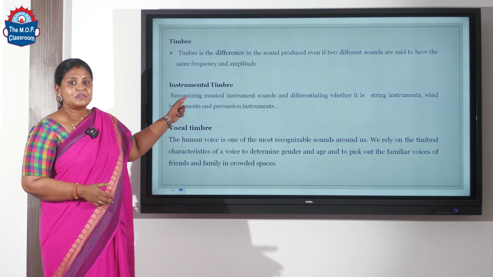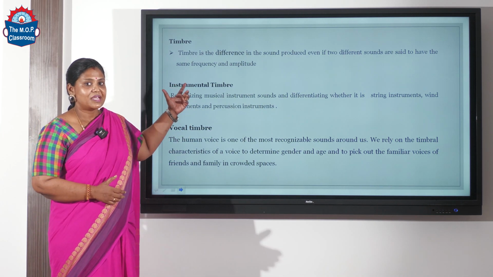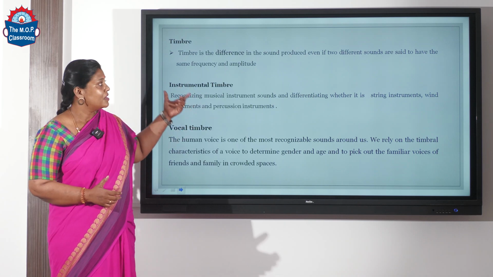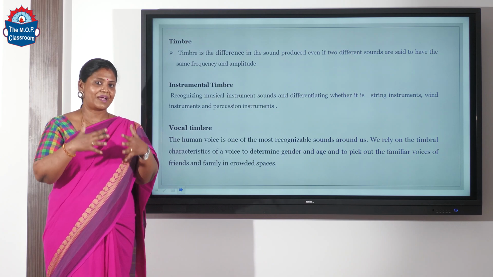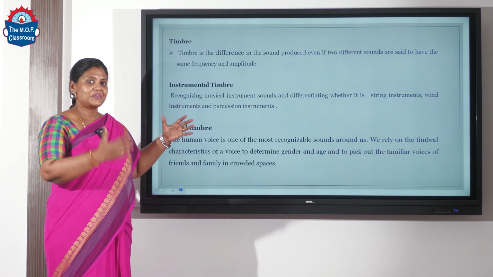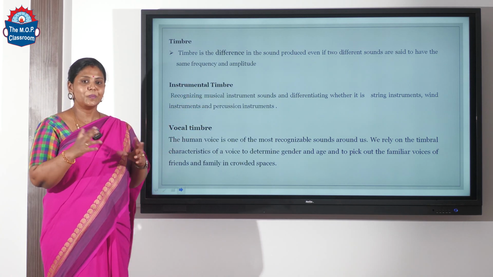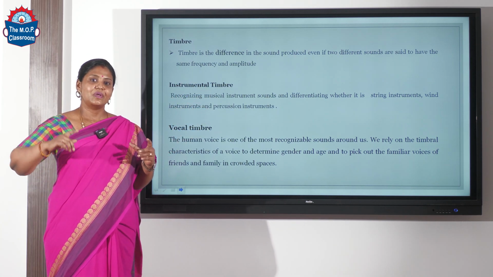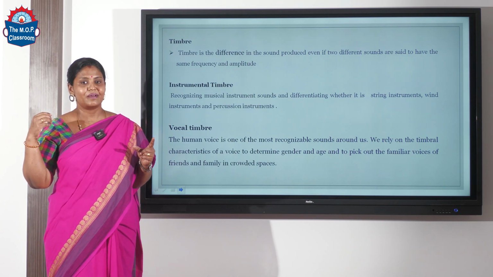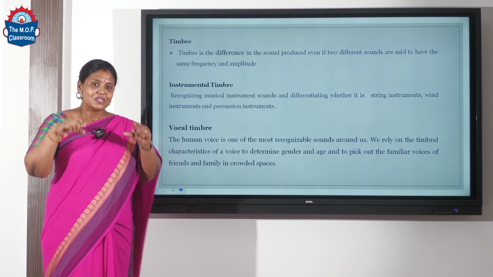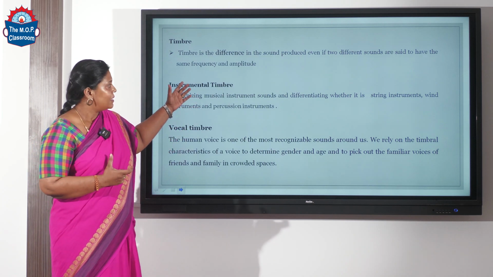The next important sound quality is timbre. We pronounce it as timbre. It is spelled T-I-M-B-R-E, but we call it timbre. Timbre is when there are two sounds having equal amplitude and frequency. So far we saw what frequency is and what amplitude is. For instance, when two people speak, we immediately identify which is your friend's voice and which is your close relative's voice. It is very easy for us to pick up. So identifying that tone or quality of sound is referred to as timbre.